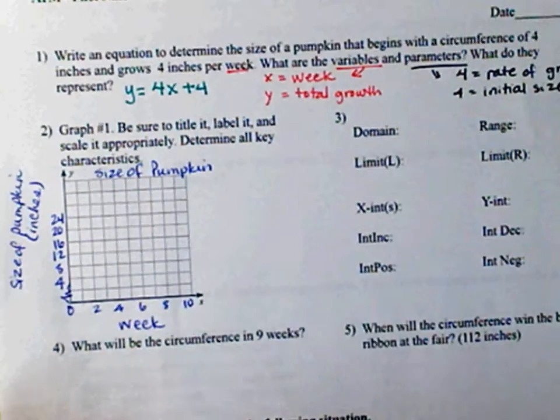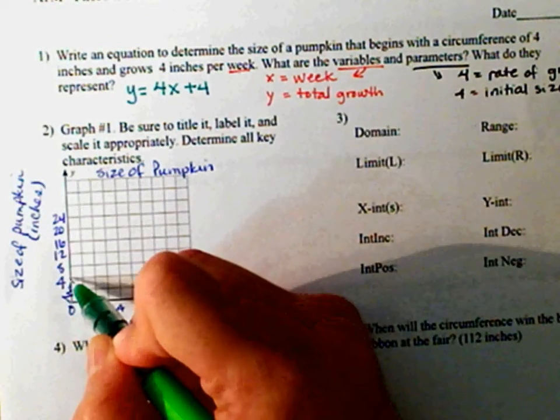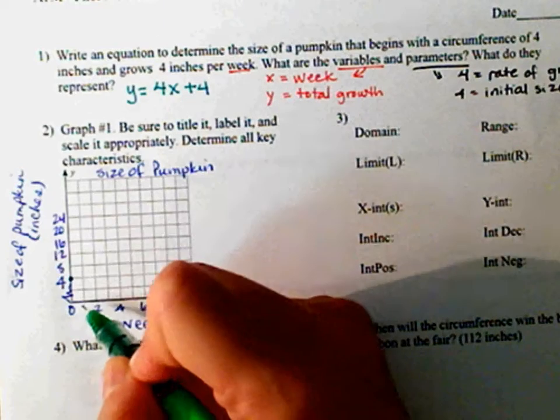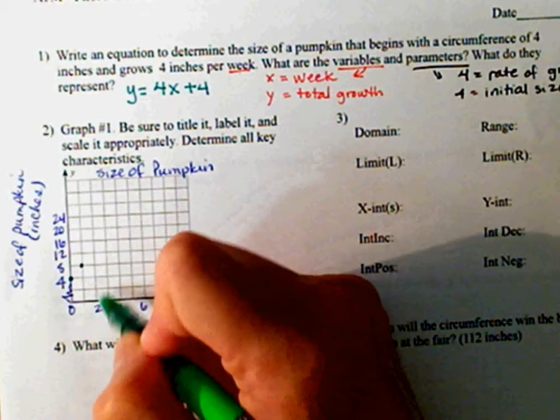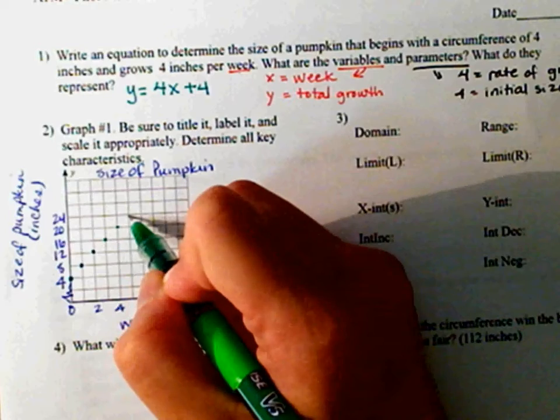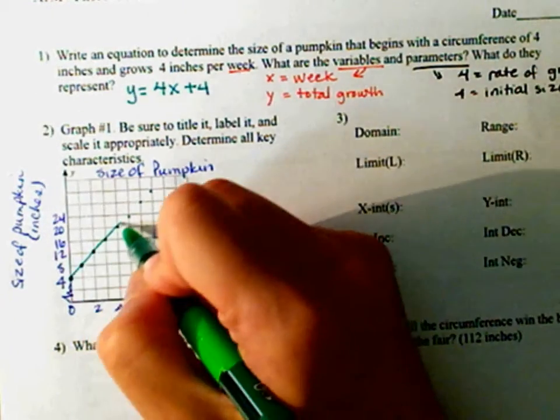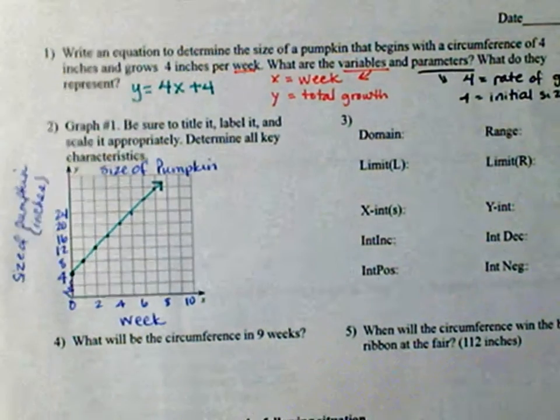Now let's take a look. It first starts off at 4. So at 0 week, it's at 4 inches. At 1 week, it grew 4 more. 2 weeks, 4 more. 3 weeks. As you can see, there's a pattern taking place. So I'm going to now draw my line, just like that, okay?